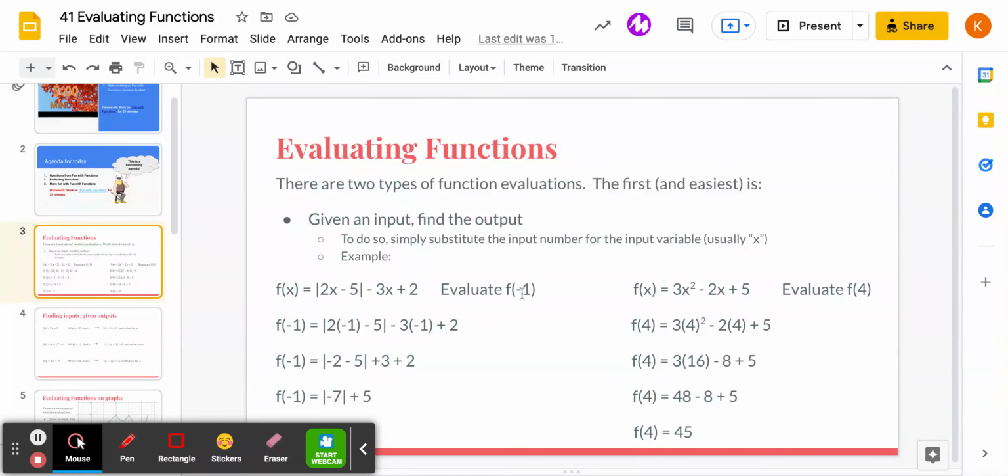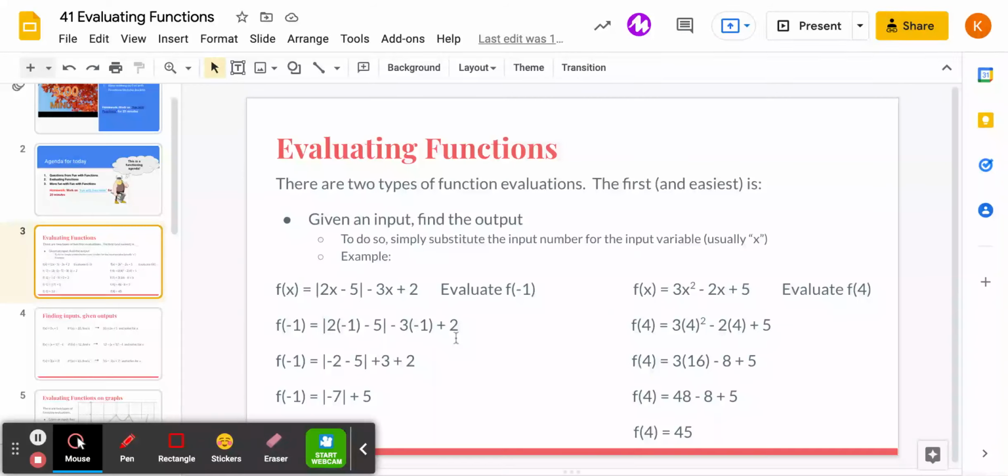Now remember, -1 is the input. This means -1 is being inputted into the function, and our job is to find the output. You are going to input -1 into this equation. Wherever you see the variable x, you substitute -1 for x. You can see that's exactly what happened in the second line: x turned into -1, and then x again turned into -1.